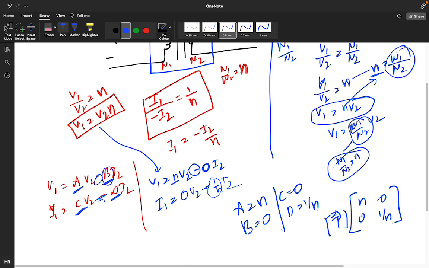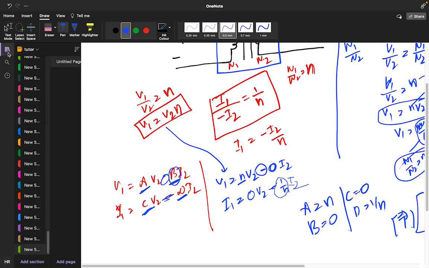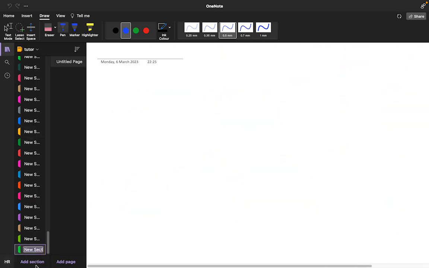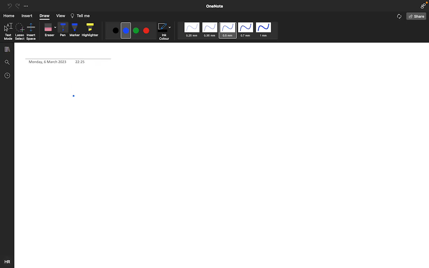So we have to solve like this only. And this is the transmission parameter. Now if you understood this particular thing, only two things are left. It will just take 10 to 15 minutes.